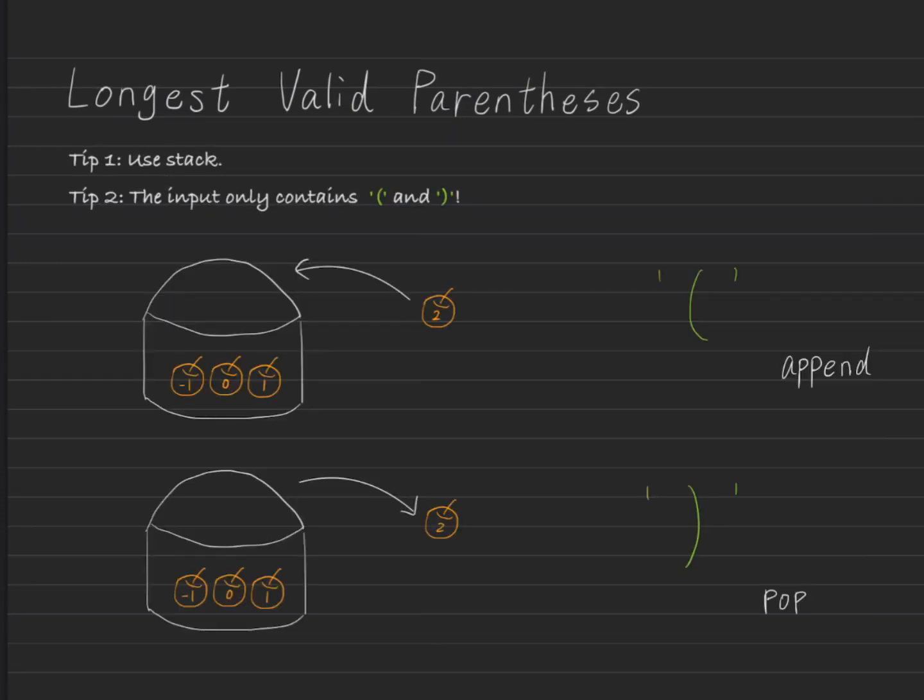A very common tip here is that when we have a matching pair of something, it's usually useful to use a stack. That's because we can append when we see the left side and pop when we see the right side. The second tip here is that the input only contains the left round bracket and the right round bracket. This really simplifies the problem, as the data structure stored in the stack can just be the index of the left round bracket. So when we encounter the left bracket, we will append its index to the stack. And when we encounter a right bracket, we will pop it. And the value we pop indicates the matching left bracket's index.